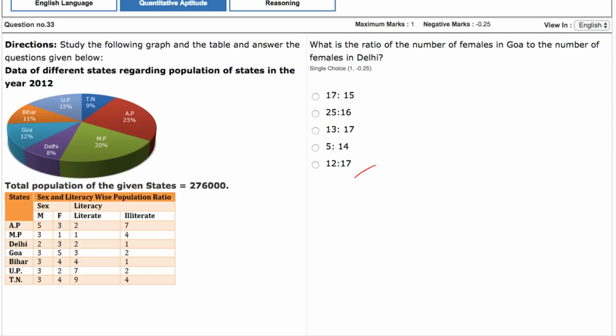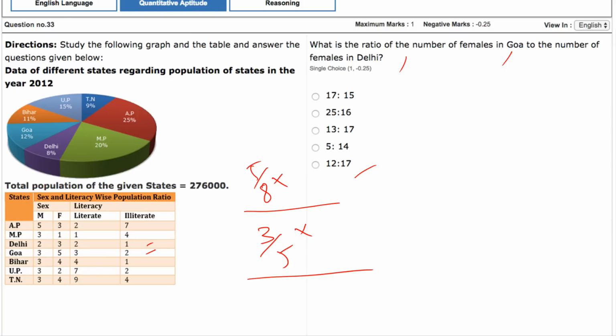Okay, now this looks like a question which I would like to do. Ratios, I'm sure. Females in Goa, females in Delhi. So first of all, I'll just put a mark here, Goa and Delhi, right? And females I'm talking about. So 5 by 8, sorry. So I should ideally write Goa to Delhi, right? So Goa is 5 by 8 and Delhi is 3 by 5.